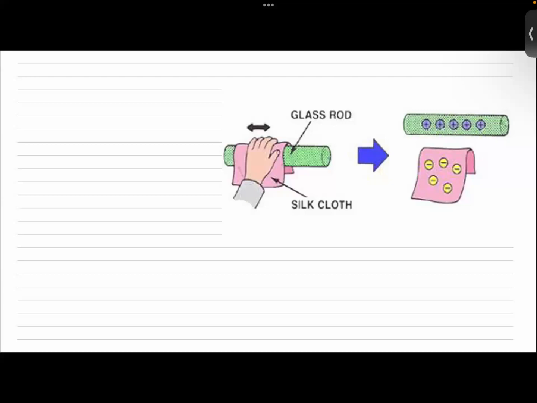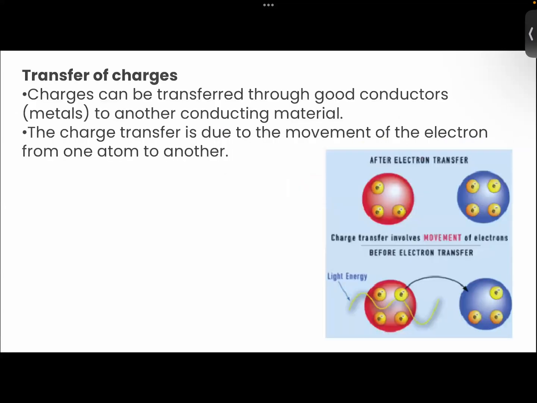Okay. The question to both of you is, what is the purpose of an electroscope? Why do we use an electroscope? To see the charge. So to see the charges. Yeah, to check for the presence of charge on a body.